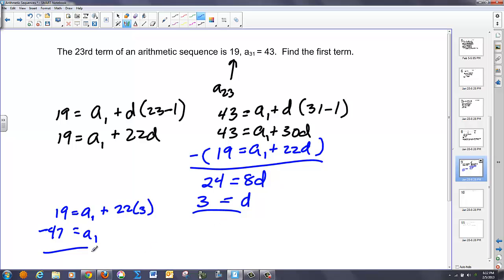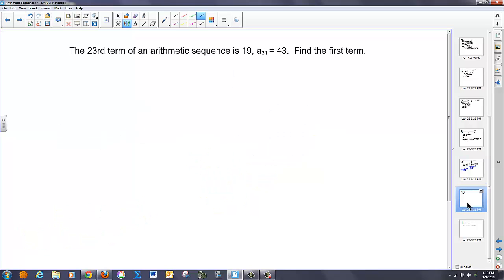Now, that's one way to get the problem done. And it's kind of plug and chug. Now I'm going to do this a little bit more creatively. What I'm going to do is I know that no matter what, from term to term, my difference is still the same. So I'm going to say, well, I know the 23rd term is equal to 19. And I know the 31st term is equal to 43. What if I were to slide all these down so that this were the first term and this were some other term? The common difference between each is the same.